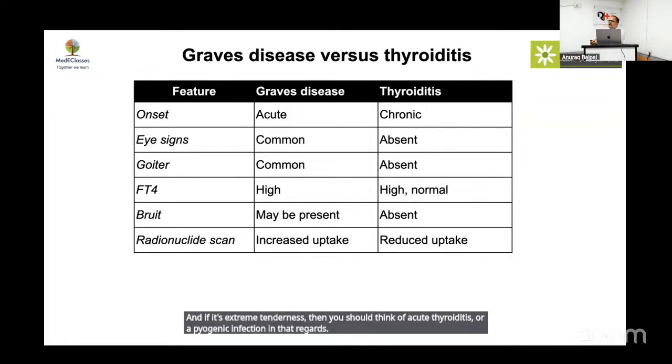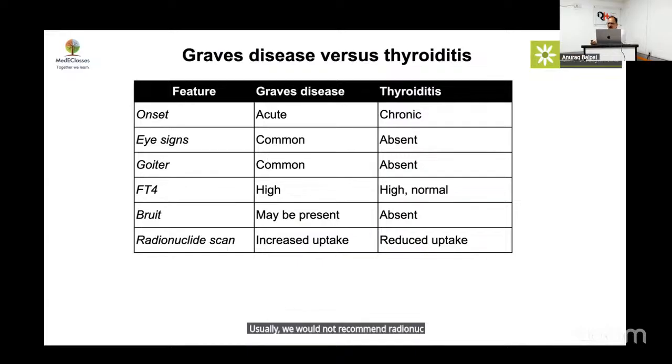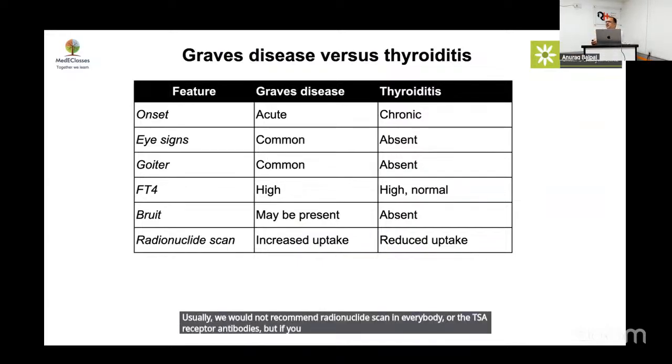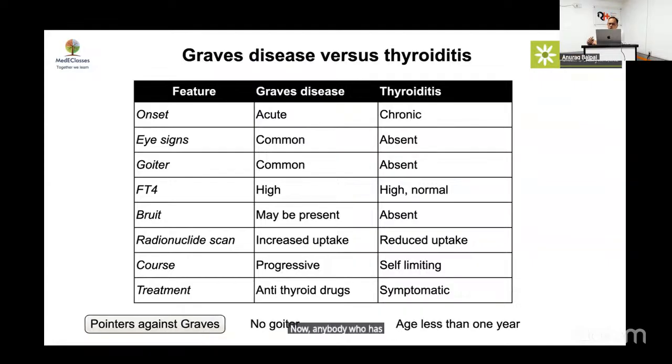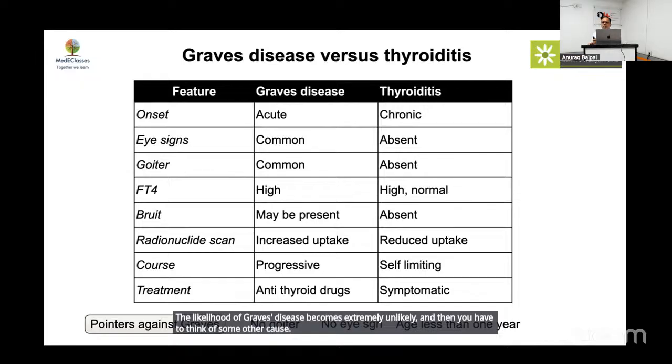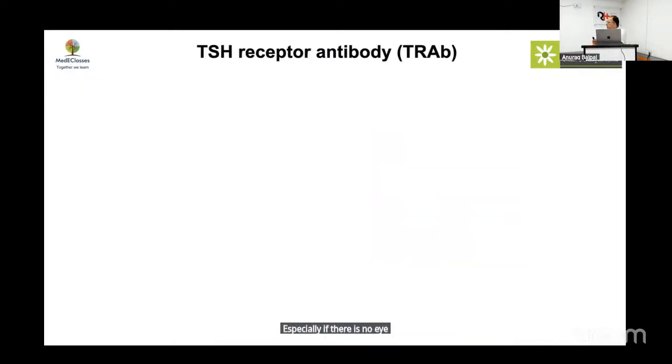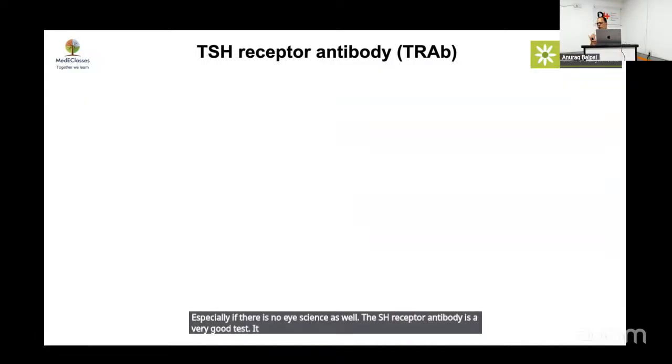Usually, we would not recommend a radionuclide scan in everybody or the TSH receptor antibodies, but if you are in doubt, then you can look at these tests to get the final diagnosis. Now, in anybody who has no goiter and the onset is below 1 year of age, the likelihood of Graves' disease becomes extremely unlikely, and then you have to think of some other cause, especially if there are no eye signs as well. TSH receptor antibody is a very good test. It tells us about the autoimmunity status.